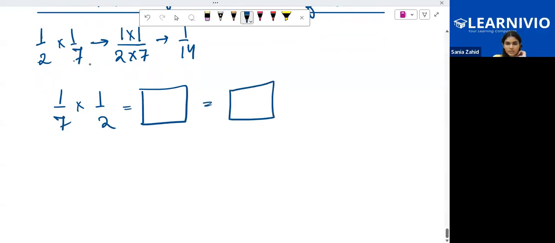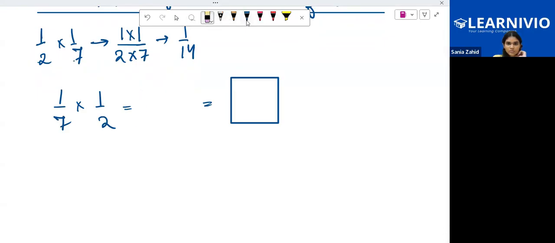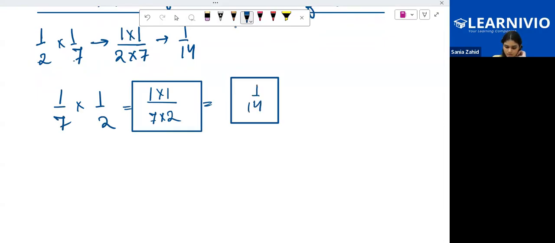Now, if I say fill in the blanks, like 1 upon 7 into 1 upon 2, what will come over here? Just do it in 2 steps. So tell me what will come in both boxes. 1 into 1, 7 into 2 is 14. And over here equals to 1 by 14. Okay, very nice.